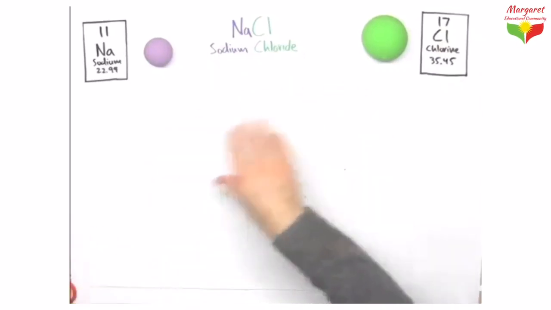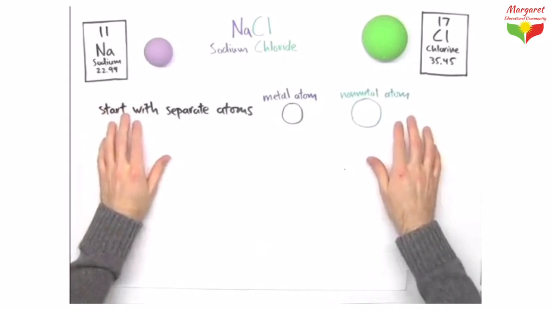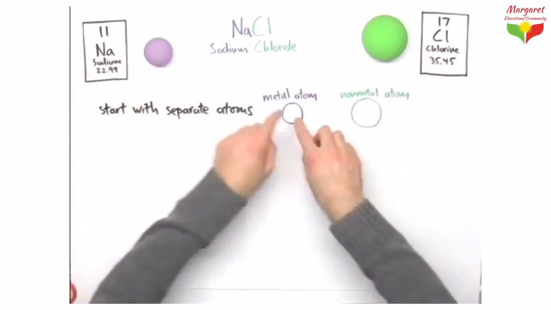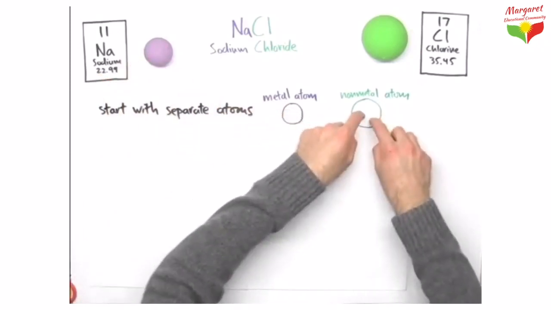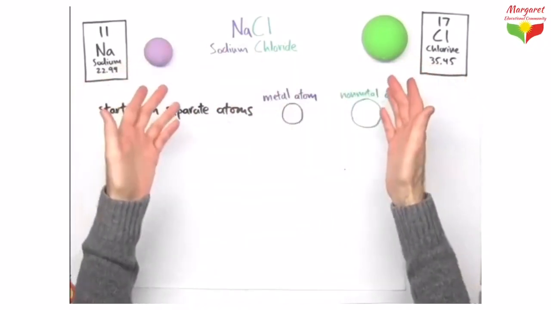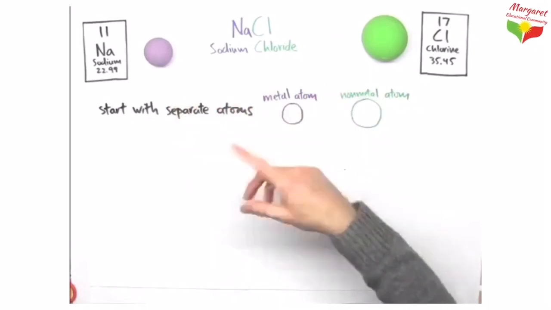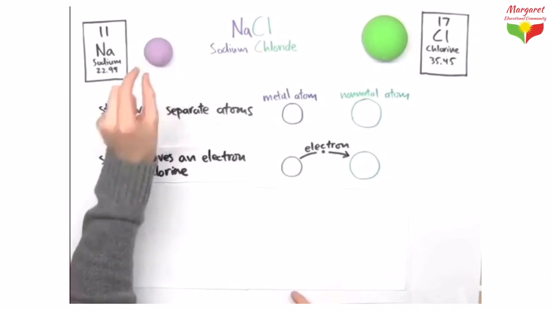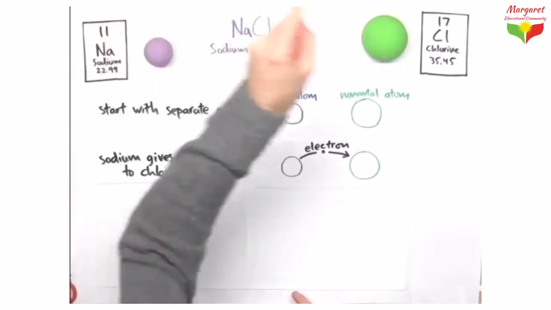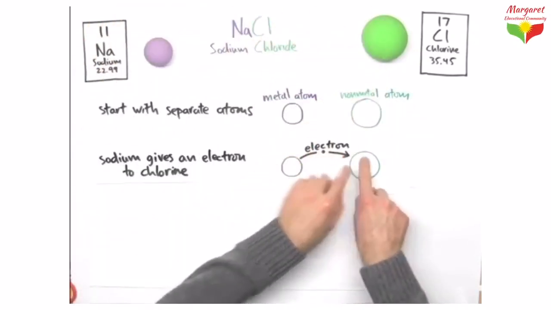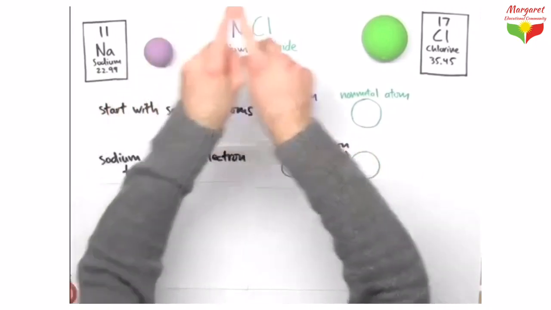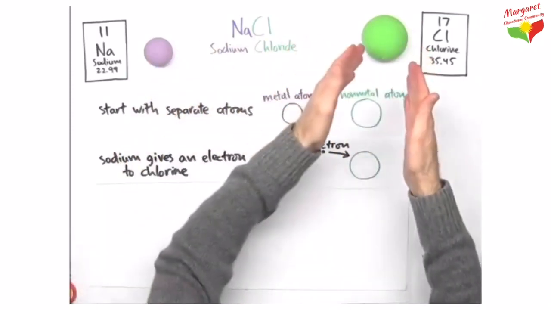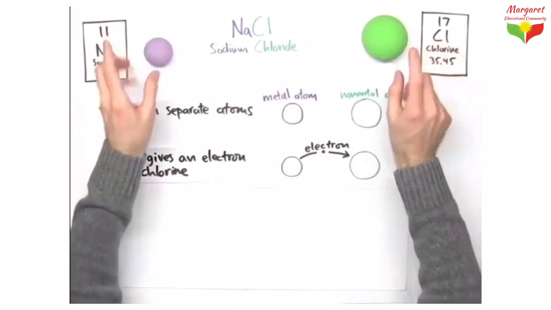The first step is pretty much what I have right here. We are starting with two separate atoms that aren't connected. We have a metal, the sodium here, and the non-metal chlorine over here. Now, the first thing that happens on the road to an ionic bond is that the sodium atom gives one of its electrons to the chlorine atom. Here is the electron moving between the two of them, from the sodium to the chlorine. Now, this electron moving will change the charges of these two atoms.